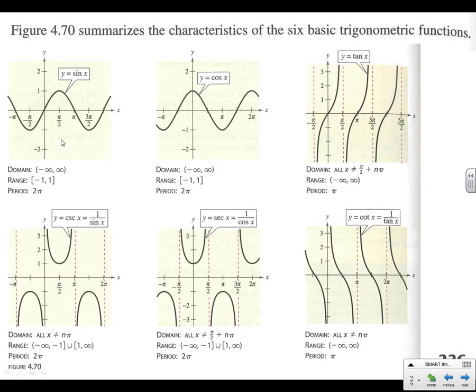So this is the last thing here, last slide. Here are all the parent functions. This is in your book. I would definitely have this in your notes.